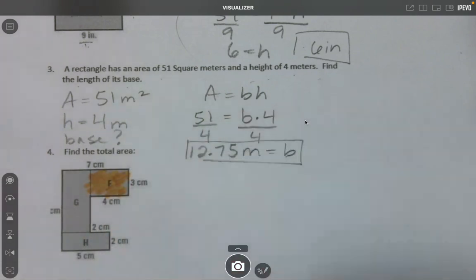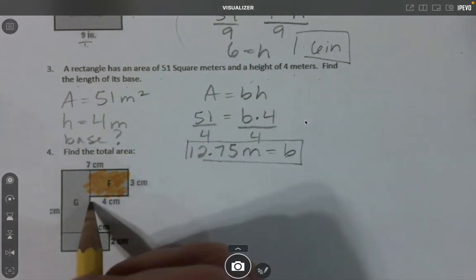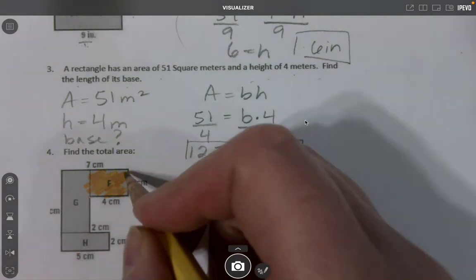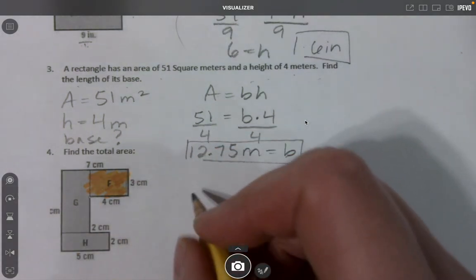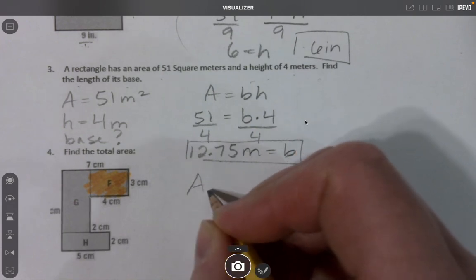So if I look at F, do I have a base and a height? And it looks like I do. So I'm looking at area F. I have a base of 4 and a height of 3. So I can find the area of F right now.